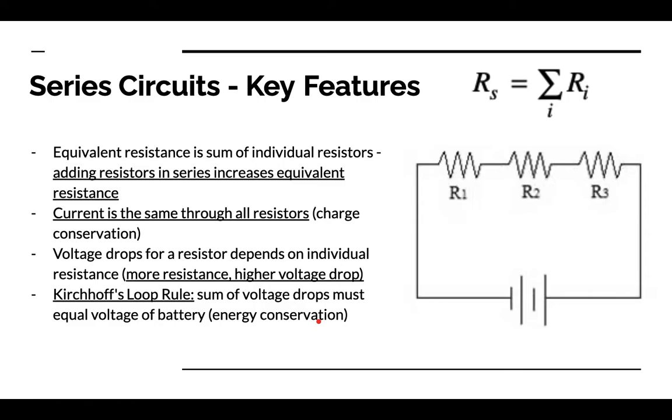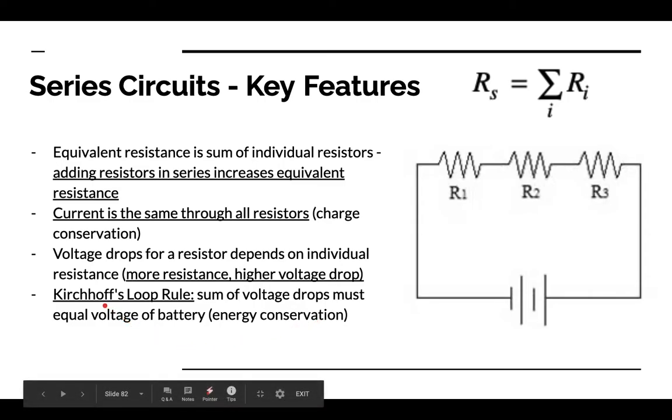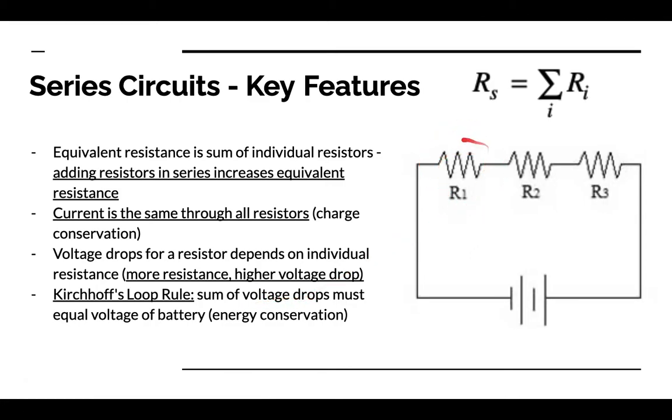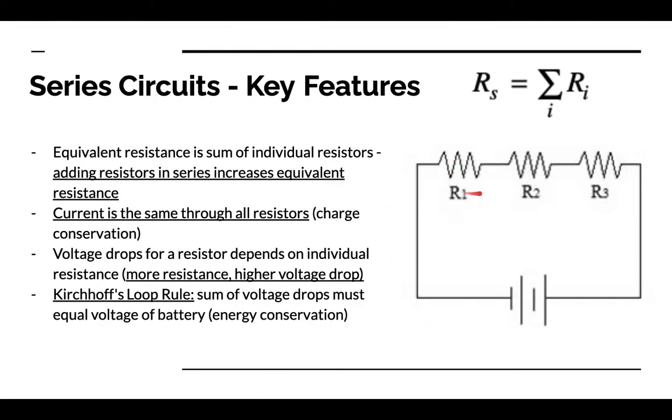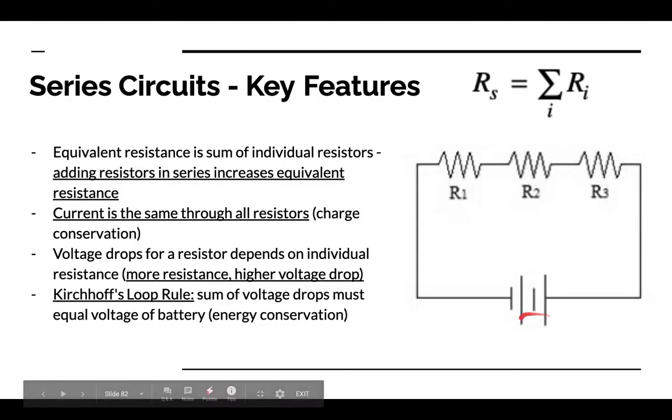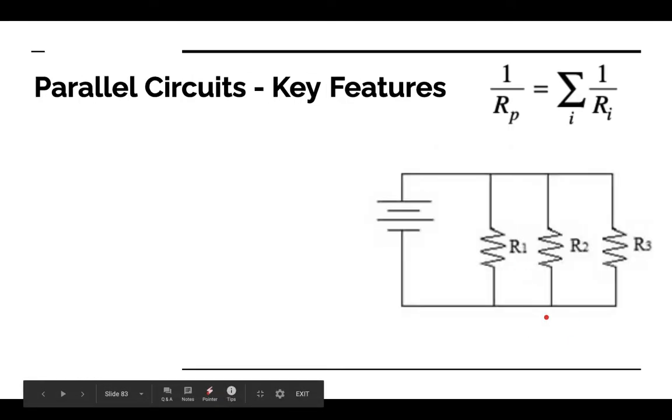Kirchhoff's loop rule states that the sum of voltage drops across R1, R2, and R3 must equal the voltage of the battery due to energy conservation. So whatever voltage you start with right here, when you're doing a circuit analysis, the voltage drop across R1, R2, and R3 must equal the voltage of the battery.